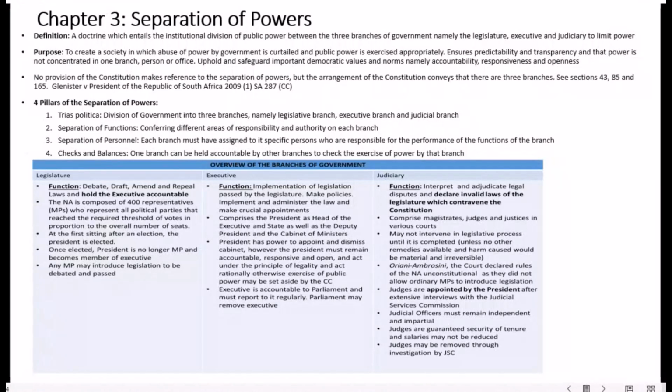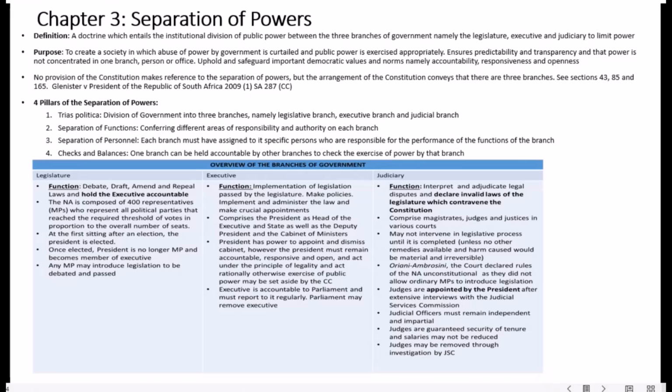And then this is just an overview, colleagues, of the branches of government, where we've got the legislature. Its functions are to debate, draft, amend and repeal laws, and also hold the executive accountable. The National Assembly is composed of 400 representatives, known as MPs, who represent all political parties that reach the required threshold of votes in proportion to the overall number of seats. At the first sitting of Parliament, the president is elected. Once the president is elected, he is no longer part of Parliament, but he becomes an MP. And then any MP can introduce legislation to be debated and passed.